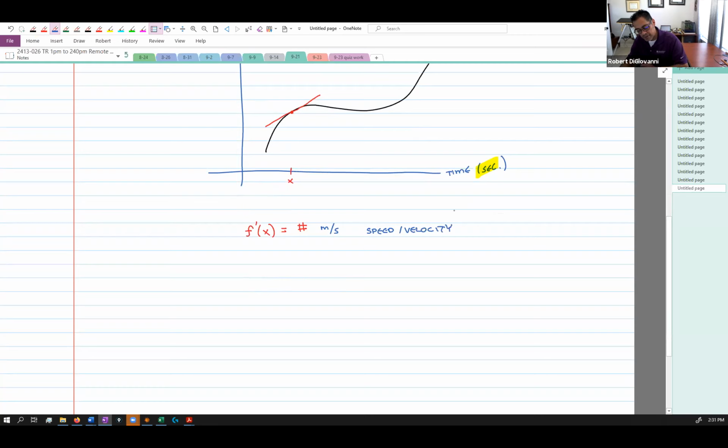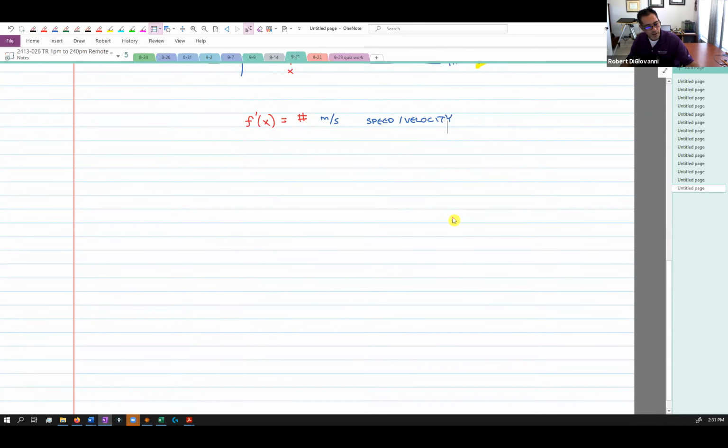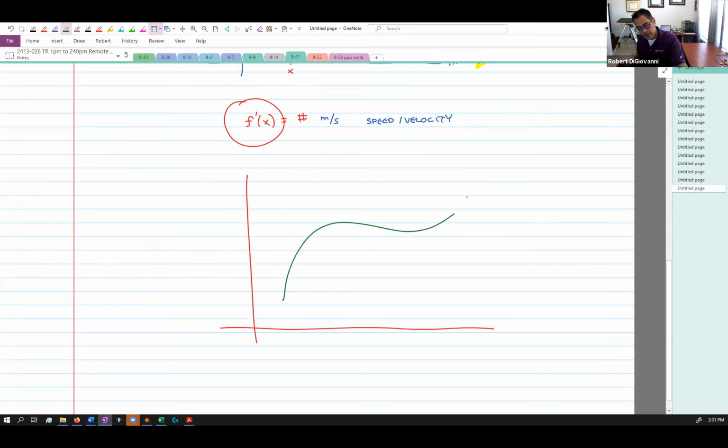For those of you who've taken physics, I understand that speed and velocity are not the same thing. But at this level right now, we're just going to treat it like it's the same, okay? Now, imagine we take this function and we graph it, because we can graph the derivative. It has its own graph. So now I'm going to graph the derivative. Here it is. So let's say that that's the derivative.